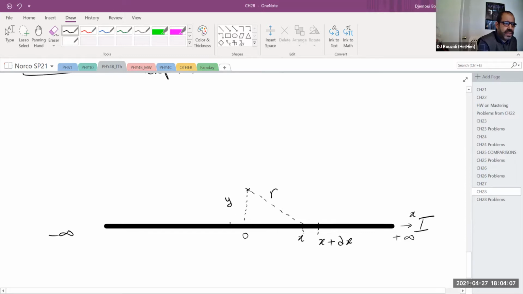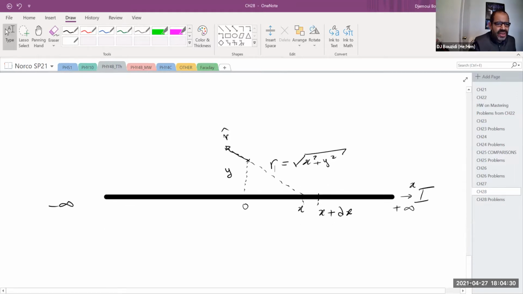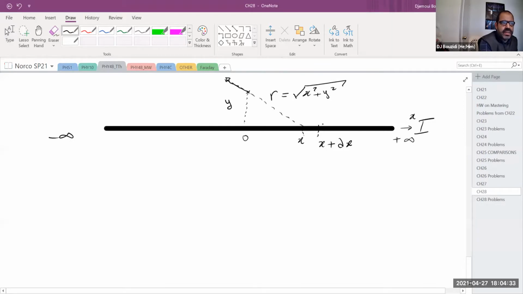Since this distance is x and this distance is y, you can clearly see from the Pythagorean theorem that r is the square root of x squared plus y squared. So that is the distance. Obviously, this is where r hat is. It's this vector. This is my r hat. And the length dl is actually dx here. This is dx, and it's in the x-axis, which means it's in the i hat direction. So this is, in a nutshell, the geometry of the shape we are dealing with at this point.